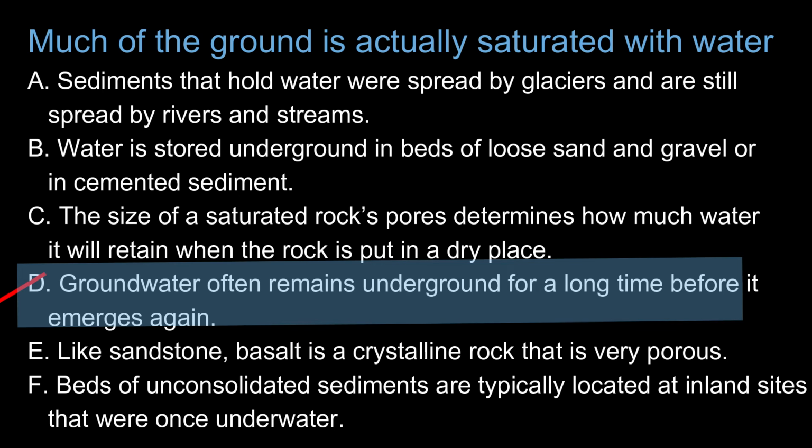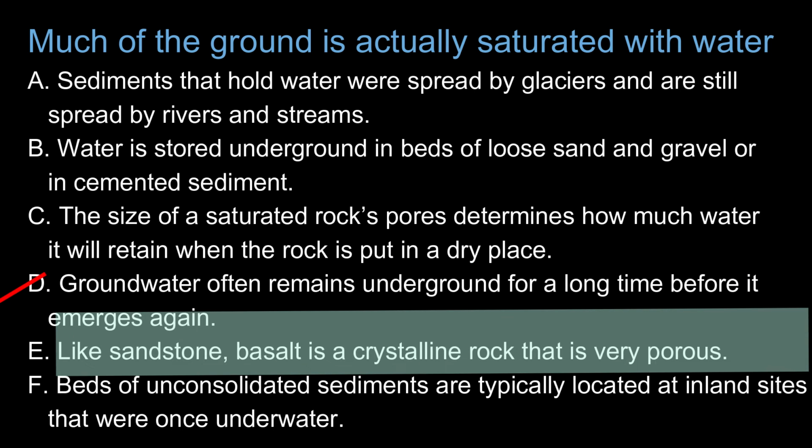E. Like sandstone, basalt is a crystalline rock that is very porous. This is a specific comparison of rock types and doesn't directly support the main idea of ground saturation. It's too specific and doesn't address the widespread nature of ground saturation mentioned in the summary sentence. So we eliminate E.